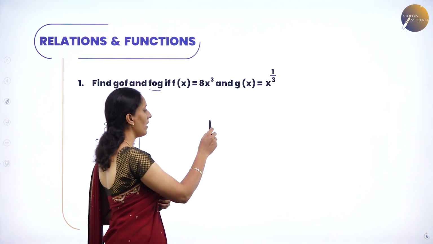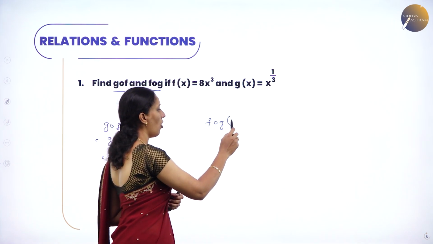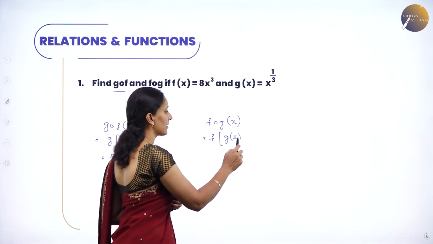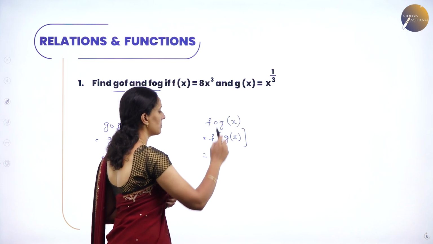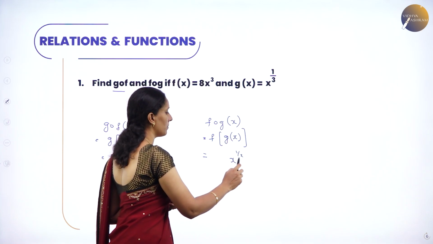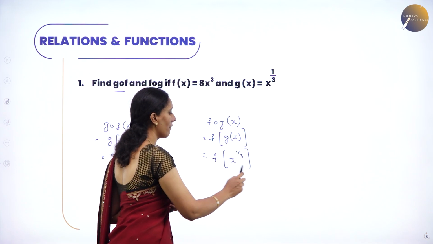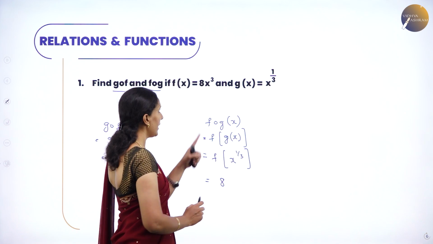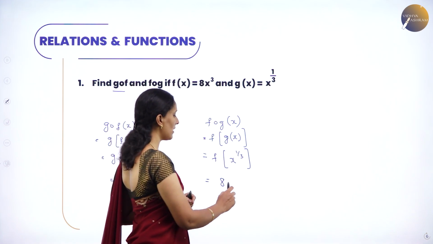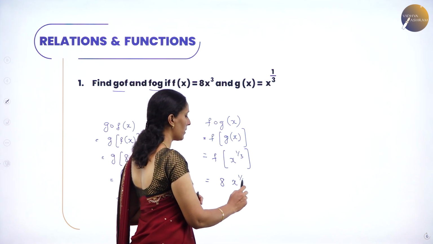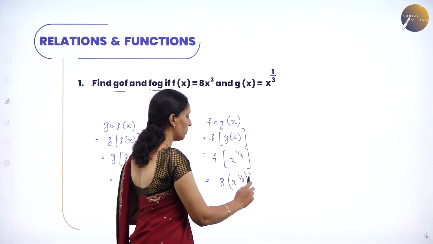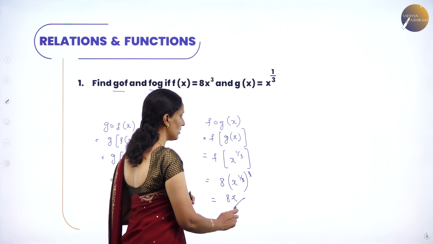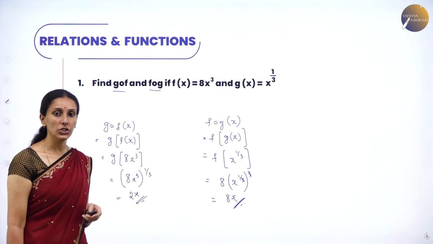Let's check for f naught g of x, that is f of g of x. Now g of x means x to the power 1 by 3. So outside we have f. F of x has to be written in the form of 8 times x cube. So what is there here? In the place of x we have x to the power 1 by 3 whole cube. So here the 3s get cancelled, so we have 8x. So this is our f naught g.